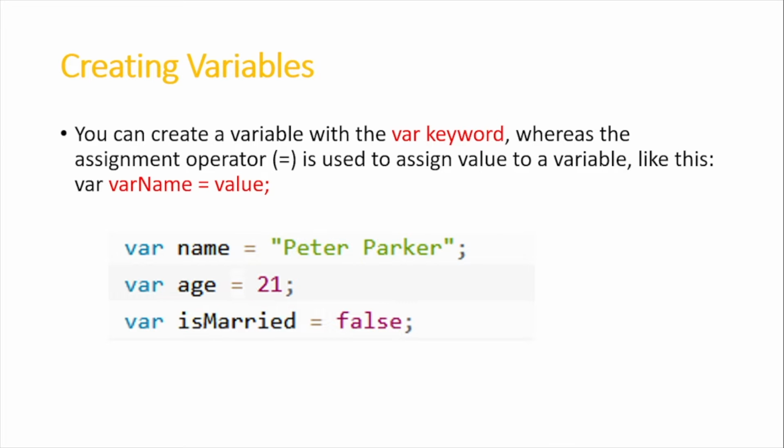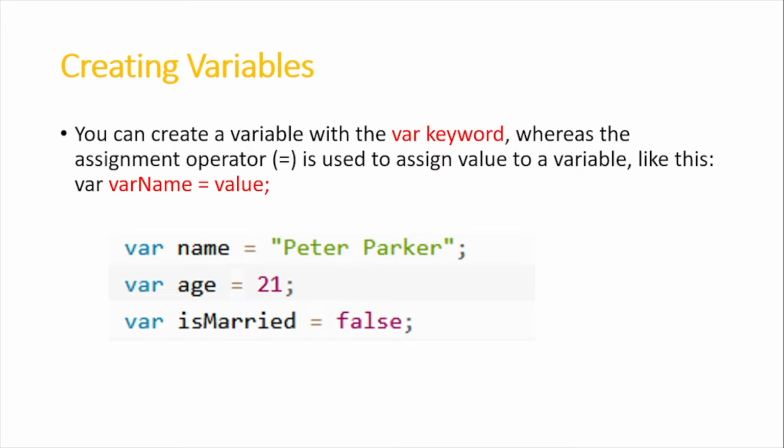And creating variables in JavaScript is very simple. You just have to write this var keyword, which we already saw in the previous slides. What are keywords? Keywords are the reserved words in JavaScript which are used to do different kinds of operations. So you write this var keyword, and then you write the variable name which you want.